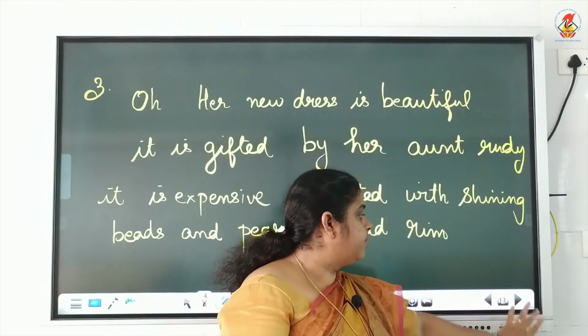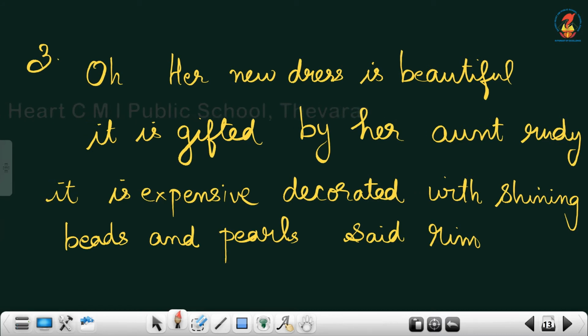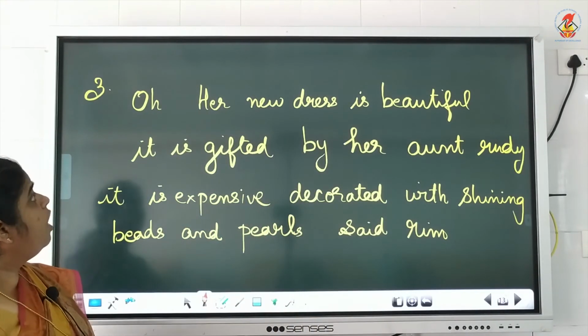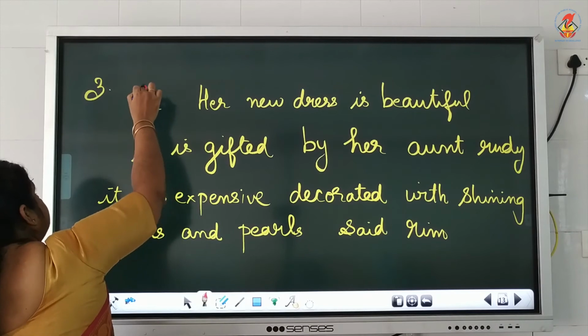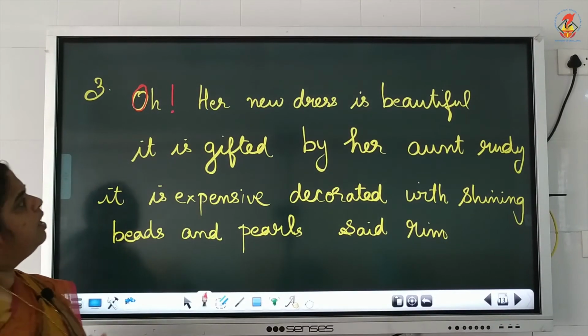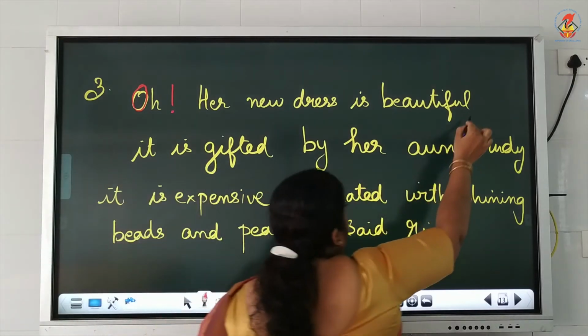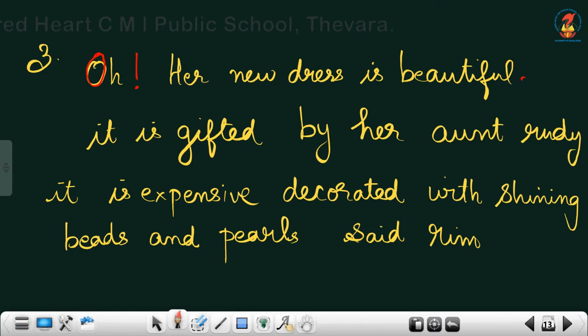So, we will move to the third question. That is, oh, her new dress is beautiful. It's gifted by her Aunt Rudy. It's expensive, decorated with shining beads and pearls, said Rim. Got it? So, you have to use the proper punctuation marks. Oh, of course, O capital, and after that, exclamation mark. Okay, oh, her new dress is beautiful. Beautiful, that is one sentence over. So, we have to put a full stop there.